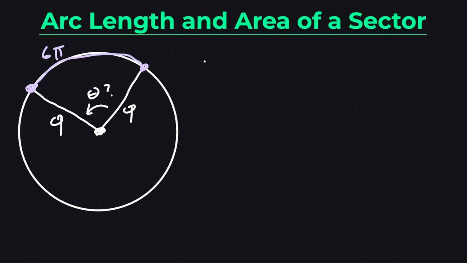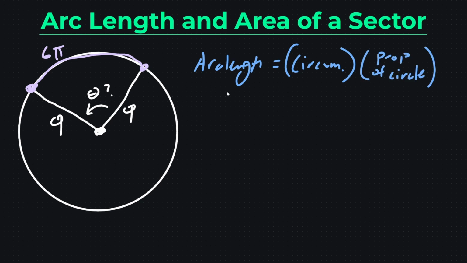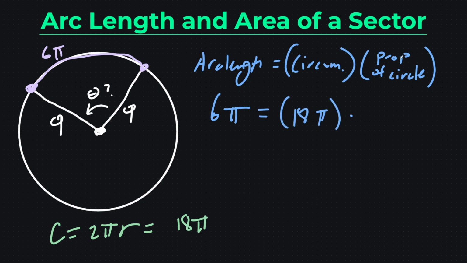As a recap, the way we find arc length is we take the circumference and we multiply it by the proportion of the circle we care about. That's going to look like the following. We have an arc length of 6 pi. We don't know the circumference directly yet, but we can calculate it off to the side. C is equal to 2 pi r, which in this case is equal to 18 pi if we plug in that 9 for the radius. And so I'm going to get that 6 pi is equal to 18 pi times the proportion of the circle we care about. I'm just going to call that x.